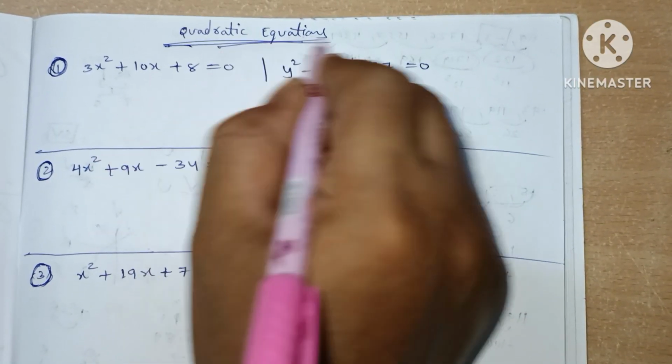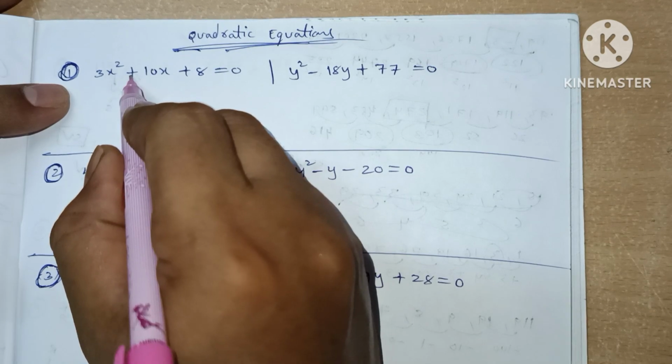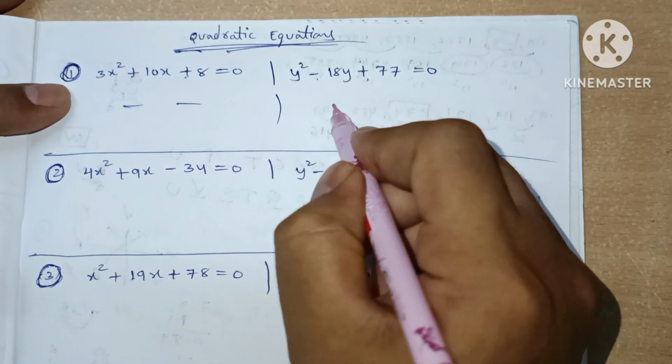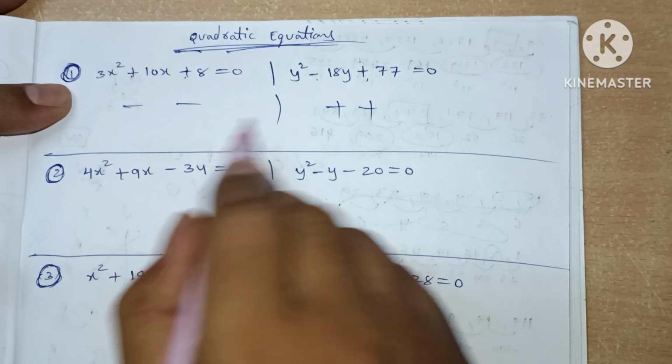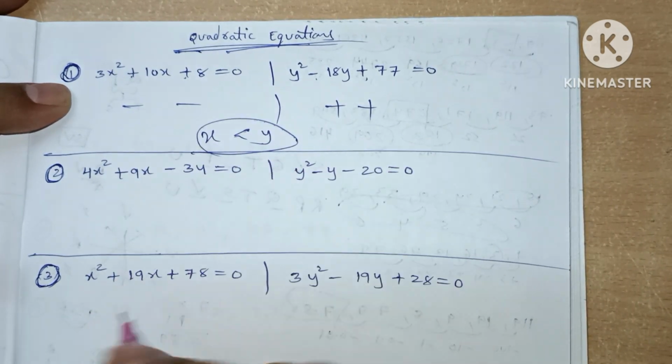Now we are going to see quadratic equations. Here these roots are here, plus and plus means the roots are negative, minus and plus here the roots are positive. Now by comparing the roots, it is clear that x is lesser than y.